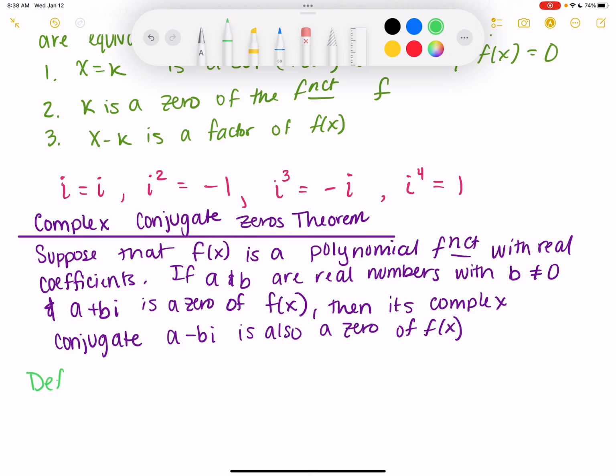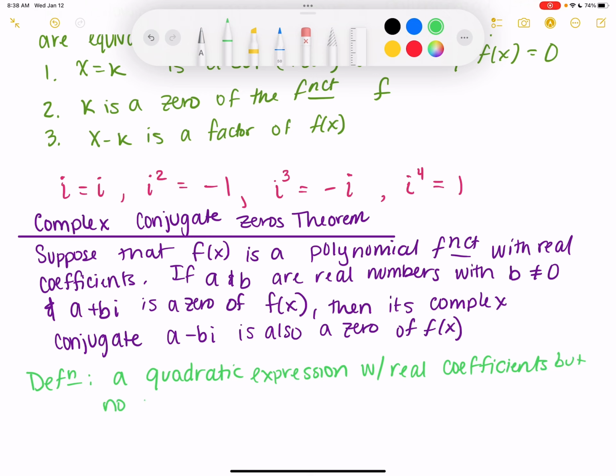Quick definition. A quadratic expression with real coefficients but no real zeros is irreducible over the reals.